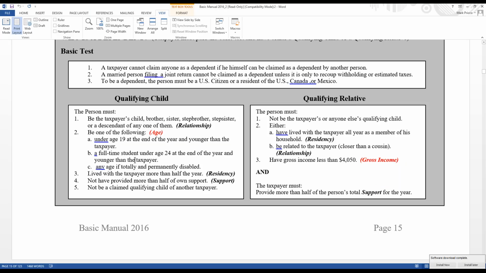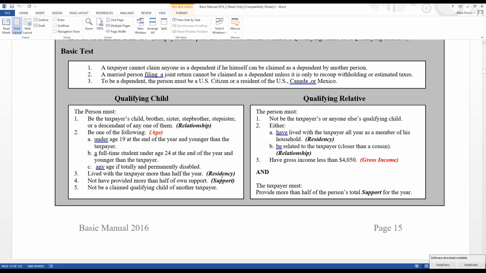So if they're 22 years old and going to Michigan State full-time, then the parents can still claim them as long as that student's not supporting themselves. And we'll talk about that, that's number 5 here. Any age, if they're totally permanently disabled, so they're not able to go out and work and earn income, so their parents are going to be supporting them probably for the rest of their life, then there is no age limit. They could be 40 years old, and they're still going to meet the definition of the age test.